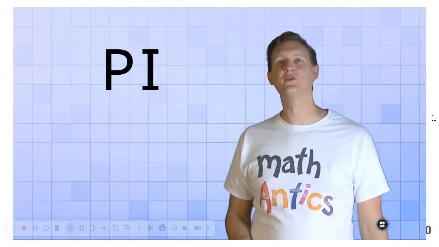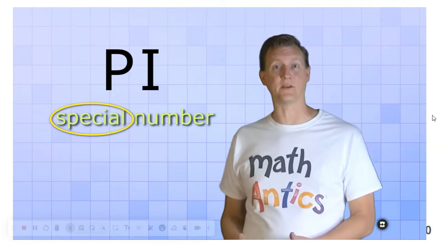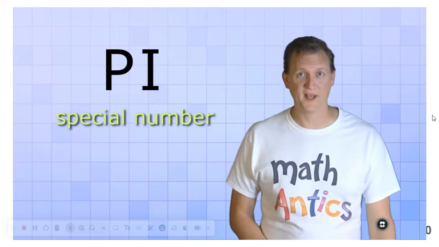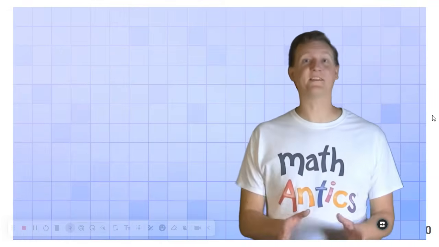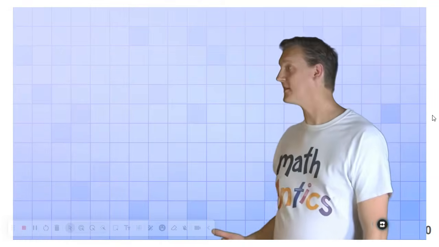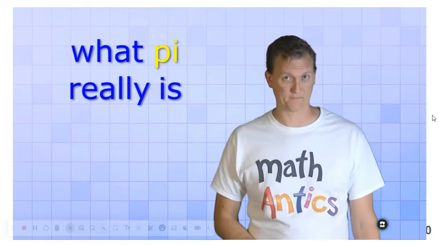In math, the word pi, which is spelled pi, refers to a very special number. In fact, it's so special that it gets its own symbol. This Greek letter here is the symbol for the number pi. But if pi is just a number, why don't we write it like that? Why do we need to use a special symbol for it? It's a good question, and I'll get to that in just a minute. But first, let's learn what pi really is by seeing how it relates to a circle.